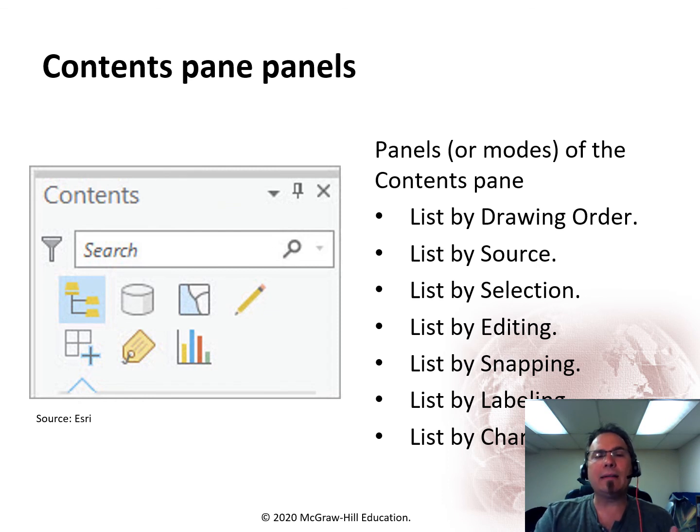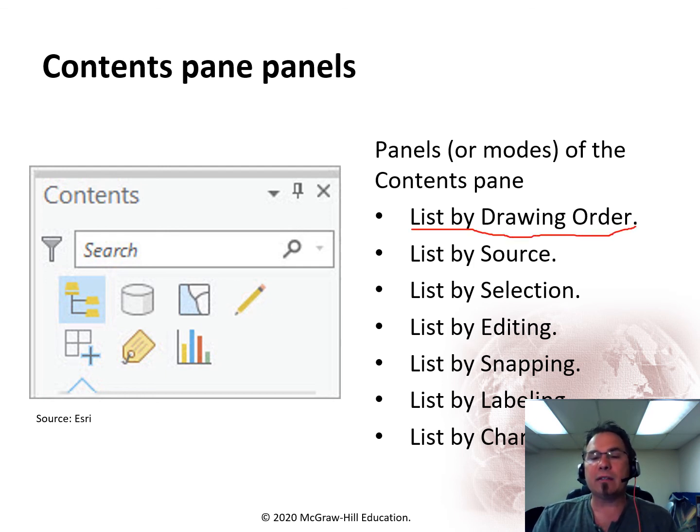So the contents pane is where, like I said, you could visualize what's on your map. So if I add data to my map, those are my layers, and they're put into my content panel. Now there's a bunch of different ways to view that panel. And some of these I admit I don't use very often. And a couple of these are brand new that they never used to have. So list by drawing order here, the first one is the default.